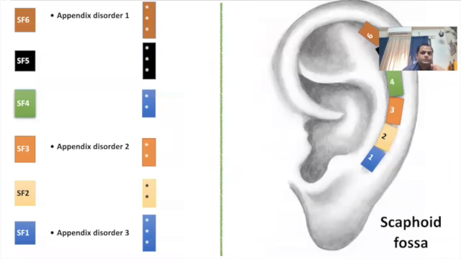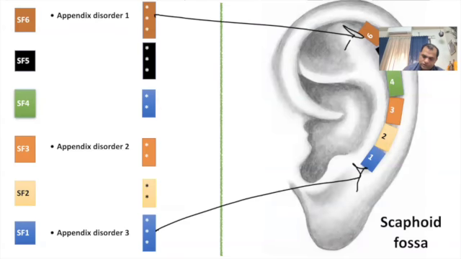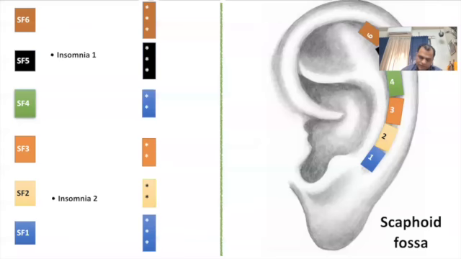Disorder point. So appendix disorder point, we can see this is the appendix disorder point, this is the appendix disorder point, and the third point is the appendix disorder point. So these 3 points are called appendix disorder points. चलिए आगे बढ़ते हैं. Let's see now.